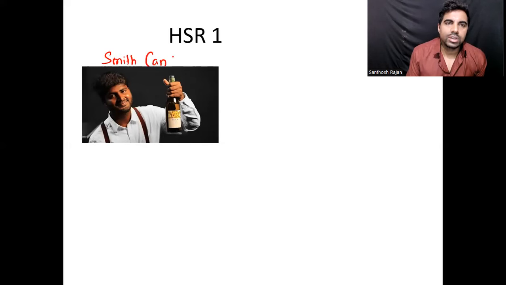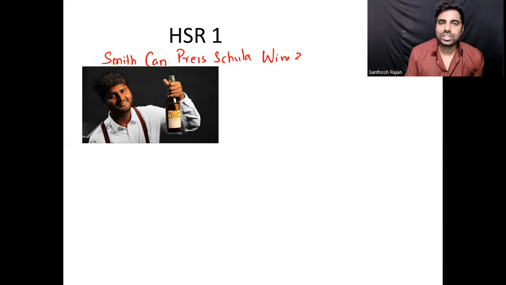Smith can, you know what he can do? Smith can press, you know, India's favorite wine, right? Shula wine, okay? And he got allergy. Remember this guy? He got allergy. Okay, allergy because type 1 is allergy. And wine has nothing to do with wine. But Smith can press Shula. I'll tell you the clue.